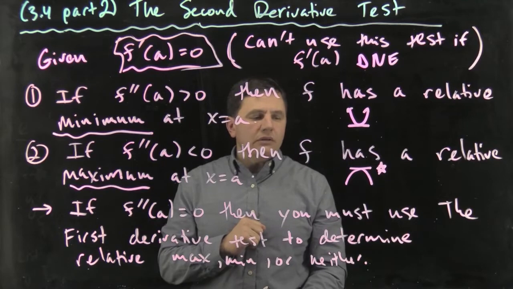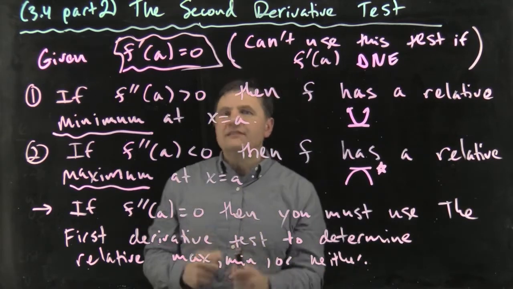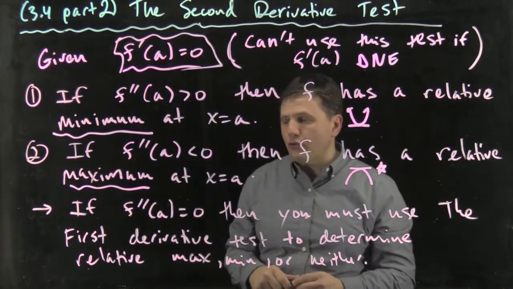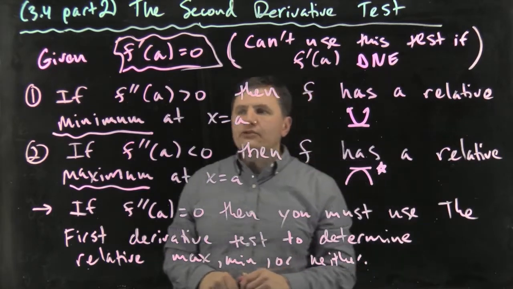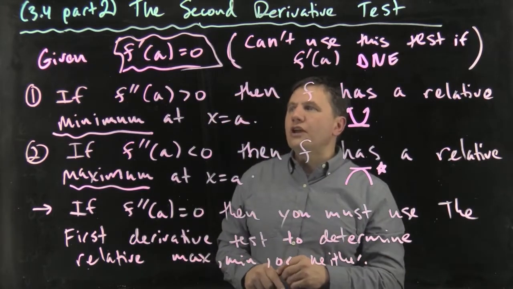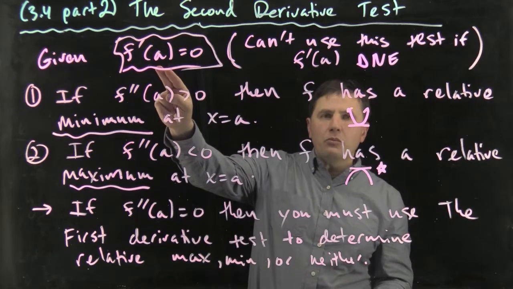And then once again, if I plug my a into my double derivative and I get a 0, well, that means that this test is inconclusive, and once again, I would have to go to the first derivative test.